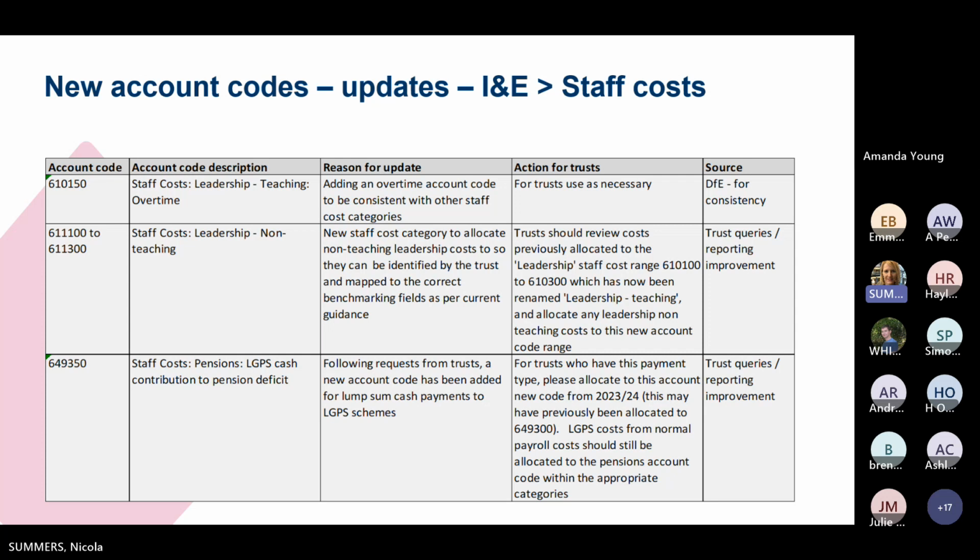We've also added a pensions account code for cash contributions to pension deficit. There is a pensions adjustments code in there at the moment, but that is for non-cash movements, so for your notional charges to the I&E. Previously, trusts may have been using that code, but actually it doesn't map to the correct place in the accounts return. So in order to ensure that this value goes to the correct place, we've added this new account code.